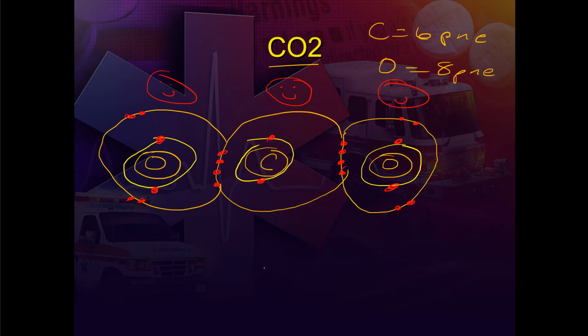And if we draw this in a Lewis structure, we would draw something like C with a double bond to oxygen and oxygen with a double bond to carbon. And then we've got those other electrons that we have to identify.